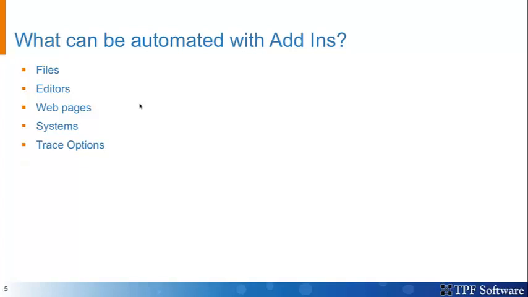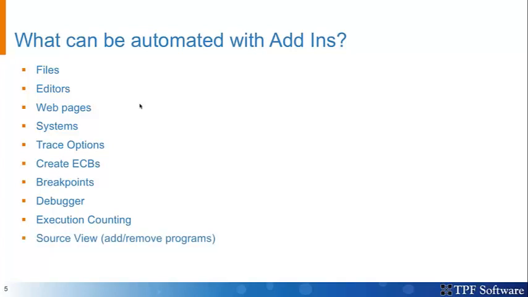You can set trace options and find out which trace options are set. You can create ECBs and set breakpoints and control the debugger. You can tell the debugger to run or step or things like that. You can do execution counting. I don't know if you're familiar with that feature, but it's a code coverage-like feature that tells you how many times certain lines have been executed, and you can automate that with scripting, add-in scripting.